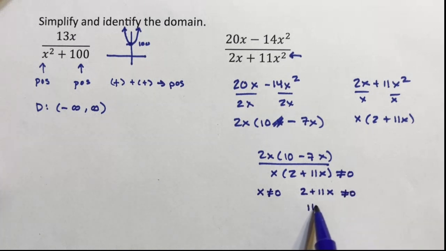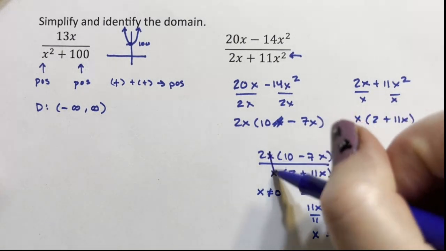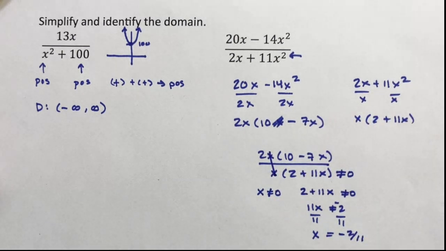This one is 11x cannot be negative 2. I subtracted the 2 over and divide by 11. So x cannot be negative 2 11ths. So I have 2 restrictions on the denominator. Now I can go about and reduce this.